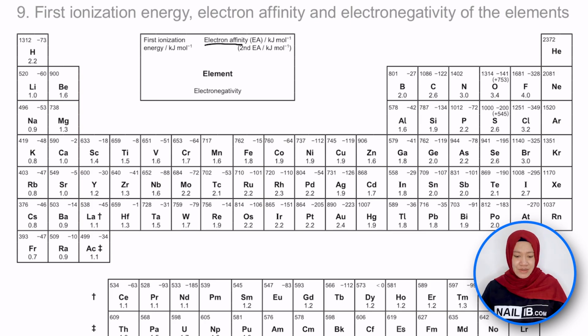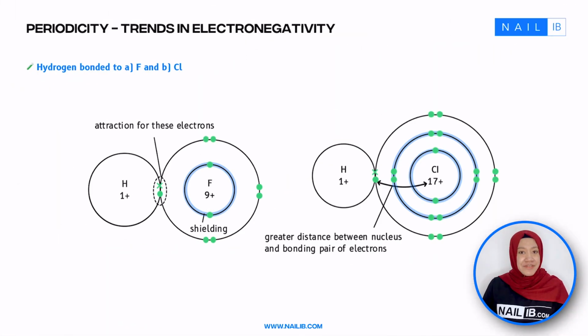Okay, this one. So on the right side here, this is the electron affinity and ionization energy, but first ionization energy on the left side here. Okay, so next, let's talk about electronegativity. What's the difference between electronegativity and electron affinity?